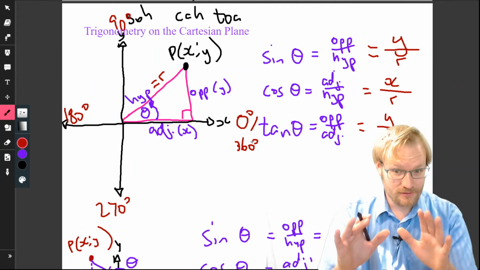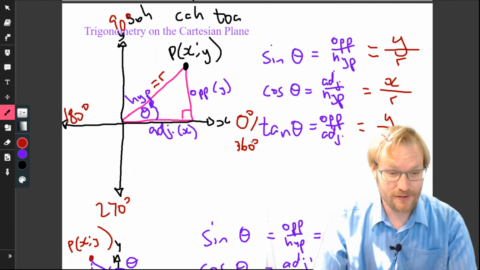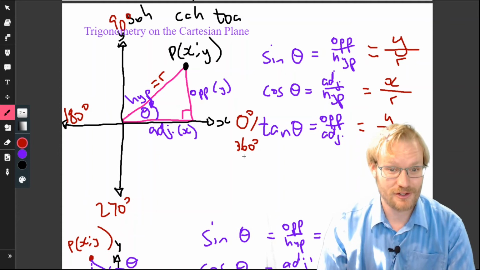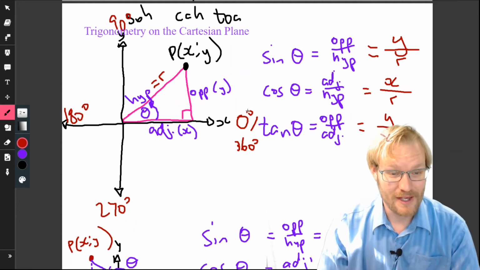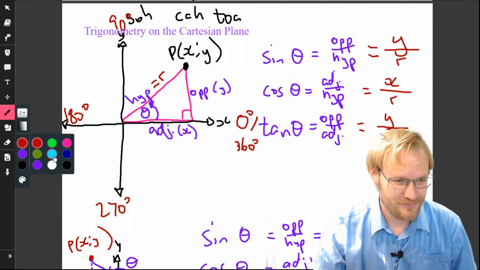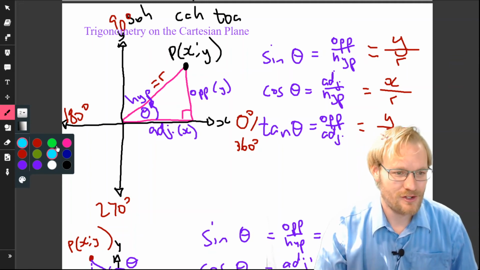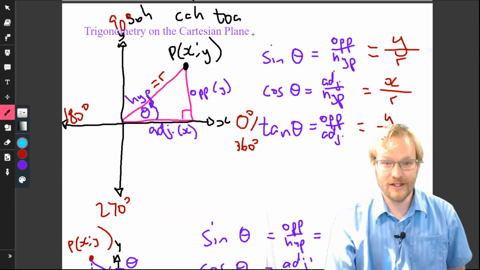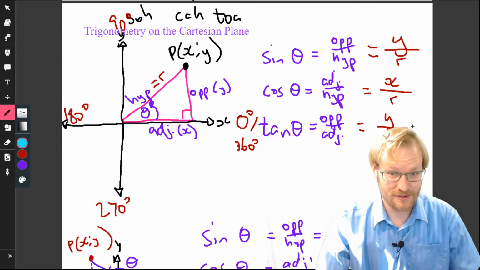Now, as I said, we're easing in and we're going to be doing a few exercises and examples on this, so it's quite a lot going on. The last bit is to look at when these ratios are positive and negative.